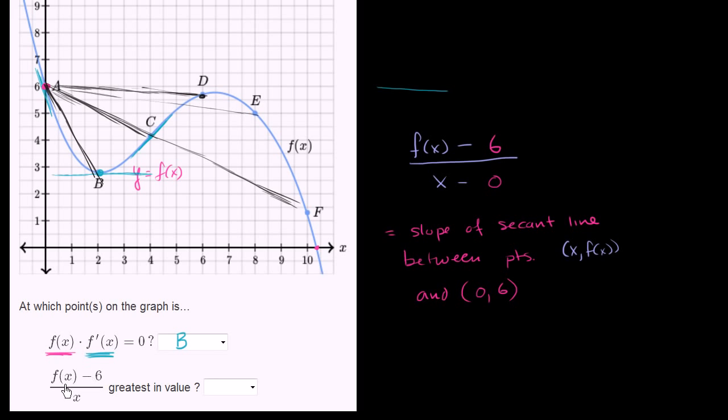So when is this greatest in value? Well, when we're looking at point D. At point D, x is equal to 6, and it looks like f of x is like 5.5 or something. So this will turn into f of 6, which is 5.5, or maybe it's even less than that, 5 and a third or something, minus 6 over 6 minus 0. That's how we'll maximize this value. This is the least negative slope of the secant line.